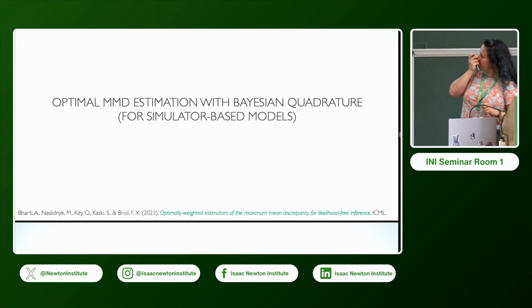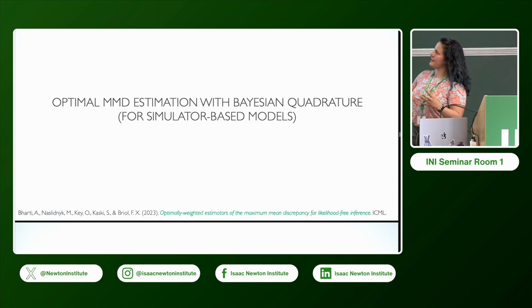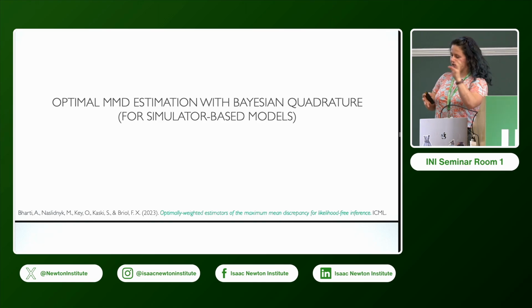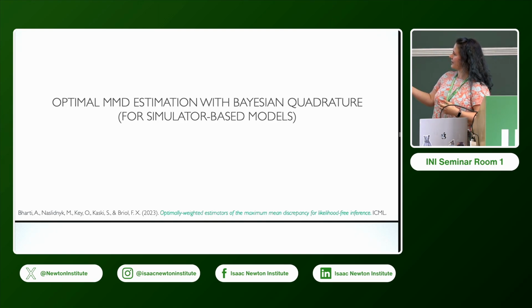Right, so the first project that I wanted to talk to you about is using Bayesian quadrature to estimate MMD better in a scenario where one of the measures under the MMD is the output of a simulator. And yeah, this is the paper.